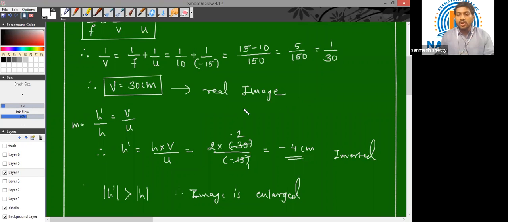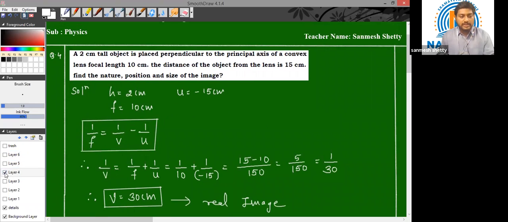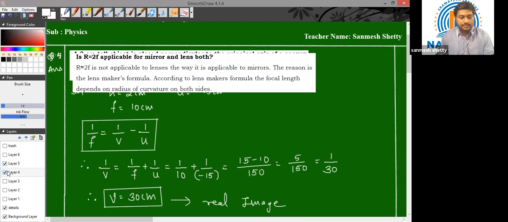So the image which is formed is real, inverted, and enlarged. All these are the properties of the image. I hope the point is clear, children. Let us proceed to our next question.